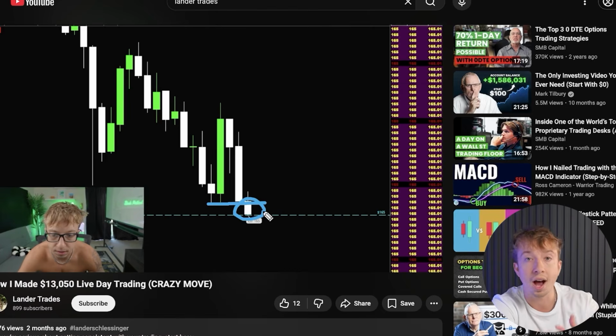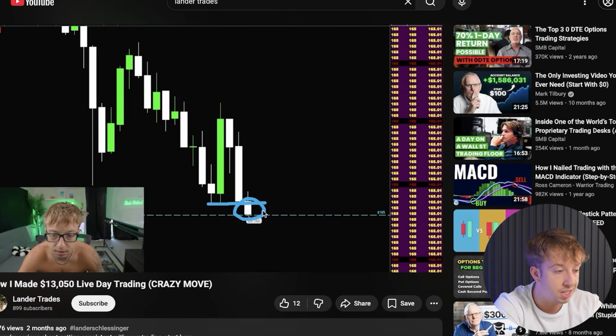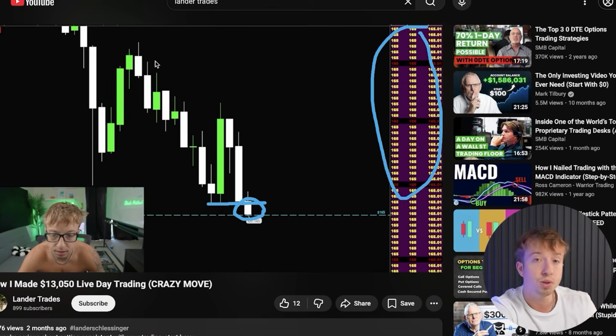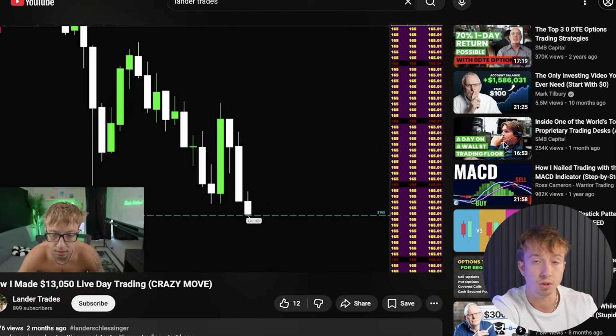This has a very high probability of continuing right here, especially if you get all of these prints coming in on the time and sales. All of the price action looks great. Everything looks good. I'm fully in this position. And then guess what happens? This was a huge wall, huge key level here.